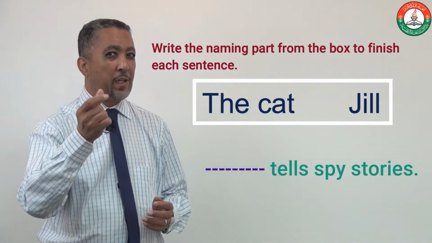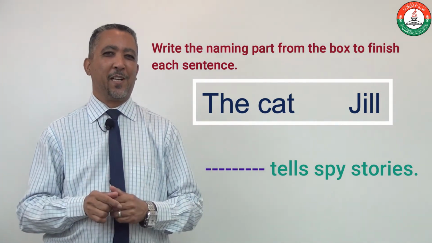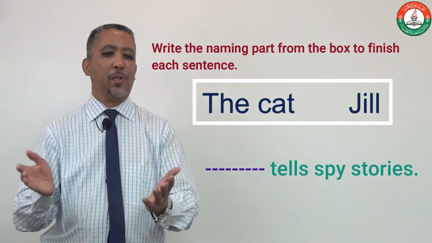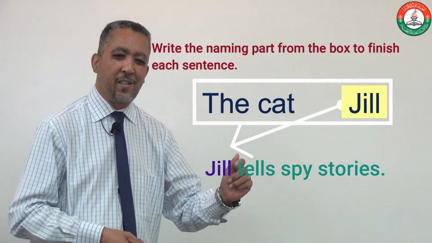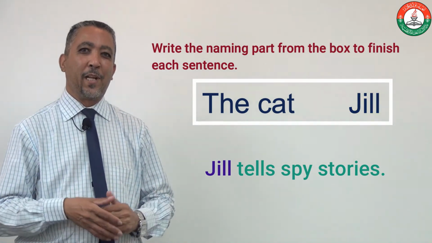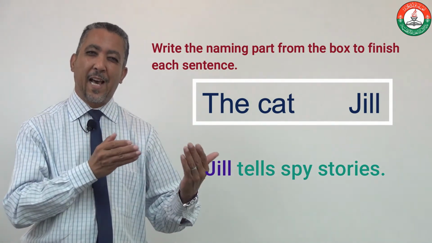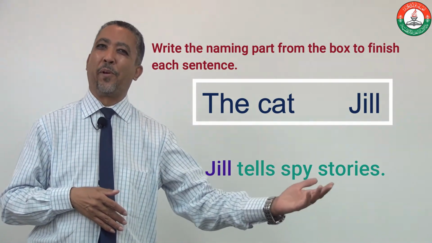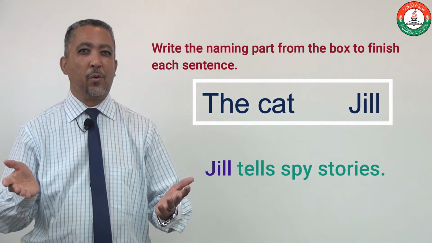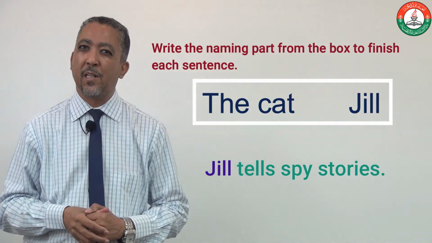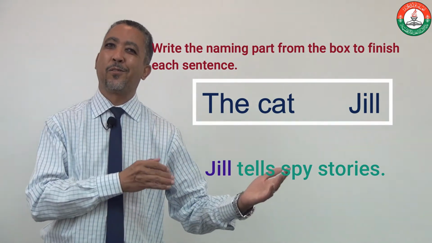We will ask the question, who tells spy stories? And immediately you will know the answer is Jill. So let us read the answer complete. Jill tells spy stories. Now it makes a lot of sense. It tells you what the sentence is about. Jill, it's about Jill that tells spy stories.